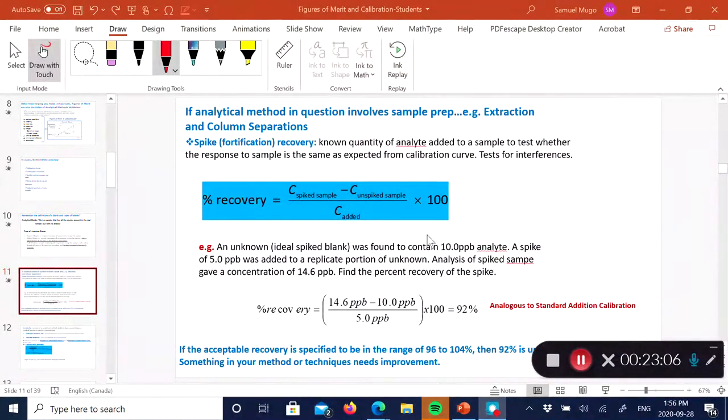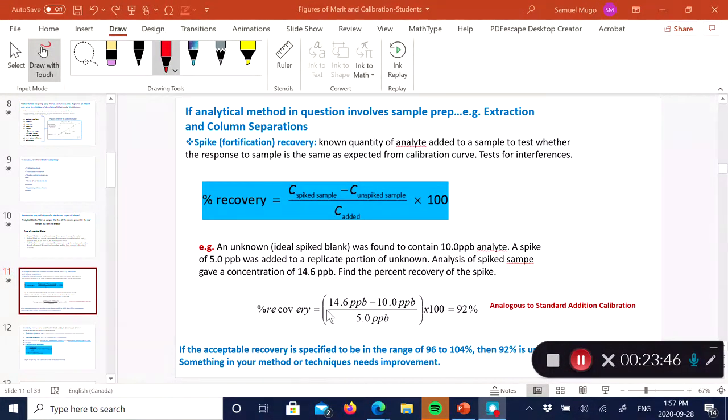Now, let me rephrase the question here. So you've got an unknown, and that unknown has a known concentration of 10 parts per billion of the analyte. And then a spike of 5 parts per billion was added to this sample that is known. Now, the analysis of the spiked sample gives a concentration of 14.6 parts per billion. And so simply find the percent spike recovery.